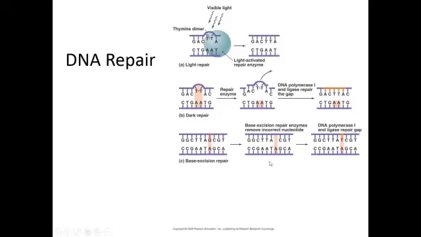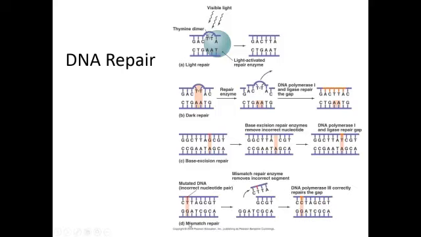Now you may ask, how does the cell tell which one's the old one? The original strands get methylated or get other markers that allow the cell to tell which one is the parental strand, because you don't want to be replacing the wrong nucleotide. That would lead to a point mutation.